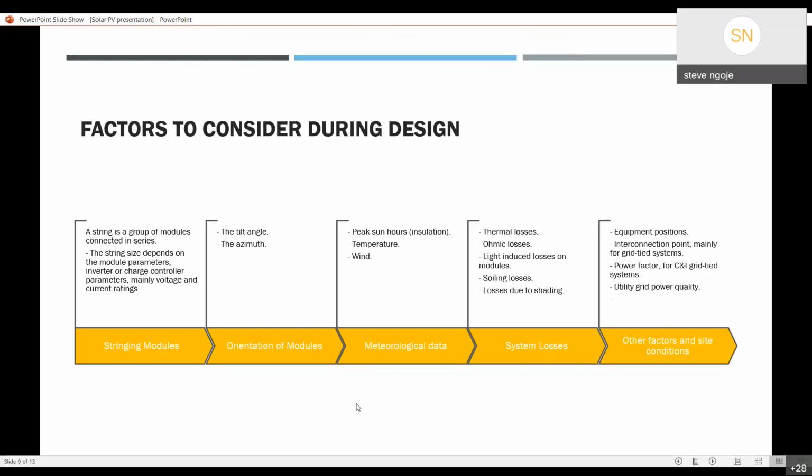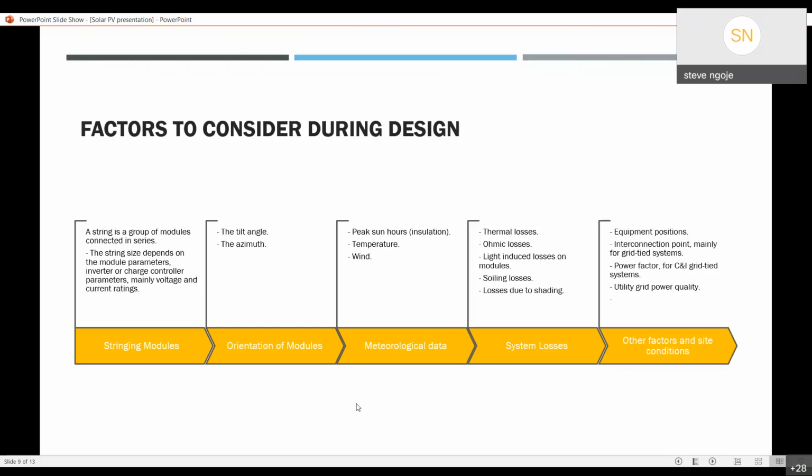The next one is orientation of modules. So orientation, these are tilt angle. A tilt angle is pretty much how much the module will be slanting. It could be 5, 10, 20. Just know that in Kenya, we are pretty much within the spheres of the equator. So for us, the flatter the module, the better it is. Yeah, the better output you'll get.